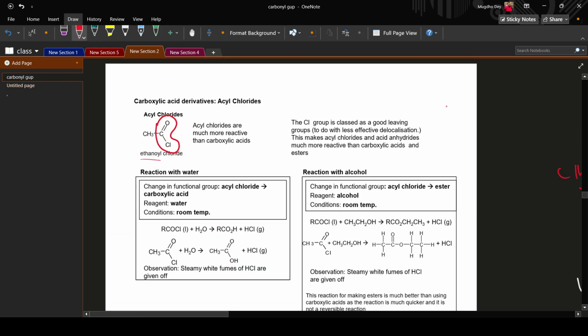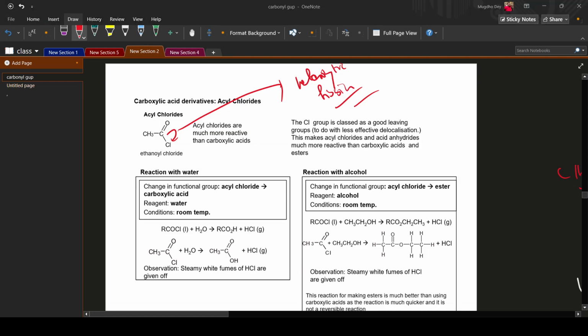So again, this is how it goes. The Cl group is classed as a good leaving group. This makes acyl chlorides and acid anhydrides much more reactive than carboxylic acids and esters. What they're trying to say is pretty simple. Since Cl is a good leaving group, in the sense that it is more electronegative than carbon, during any mechanism when this bond breaks down, Cl easily gets out via the process we taught you in AS, heterolytic fission. Do you guys know what heterolytic fission is?